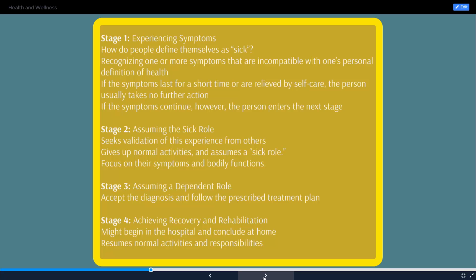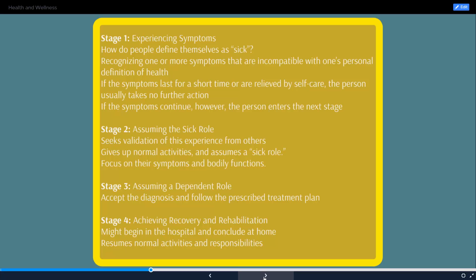Then in stage 3, there's assuming a dependent role. That's when they accept the diagnosis and follow the treatment plan. So maybe the doctor says, you know what, you have a little bit of, maybe, an upper respiratory infection, or maybe they have something going on with their sinuses or whatnot. They might then have to take antibiotics, or maybe they're just taking some over-the-counter allergy medication, whatever the treatment plan is for that patient, that's what they'll follow.